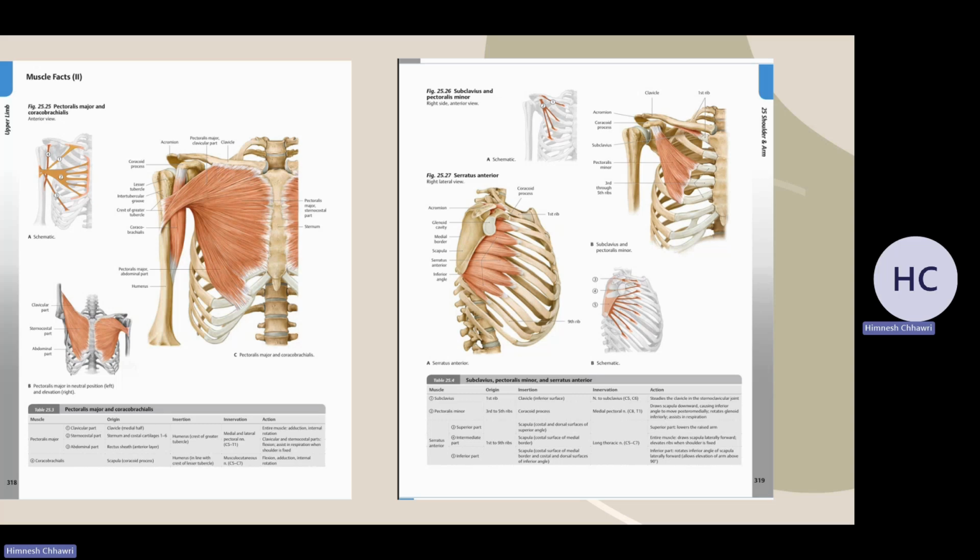Then we have the coracobrachialis. As the name suggests, coracoid process, brachium, arm. It originates from the coracoid process and inserts into the brachium, which is the humerus, in line with the crest of the lesser tubercle. Easy, right? Coracobrachialis. So don't confuse the coronoid process with the coracoid process. They're two different things. Coronoid is in the ulna, whereas coracoid is in the scapula. Coracoid, coronoid, don't confuse.